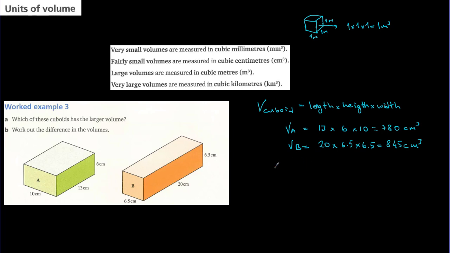It means that volume B is bigger than volume A, so which one is larger? B is larger. Work out the difference in the volumes. It's 845 minus 780. This is the A part, and this is the B part, which is equal to 65 centimeter cube. That's the difference between the volumes.